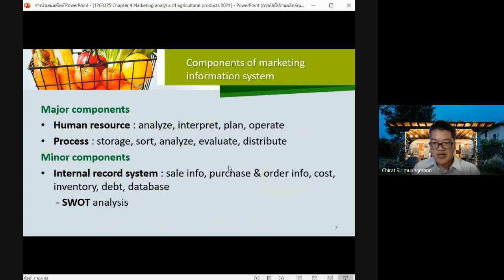Normally, you can analyze the internal record system by SWOT analysis, which is strength: you need to know yourself, what you do best. Weakness: what you do worst, and the points that you need to improve. Opportunity: what chance on the market you can take. And threat: what you should avoid. So the internal record system can include SWOT analysis, which is going to be useful for your business.